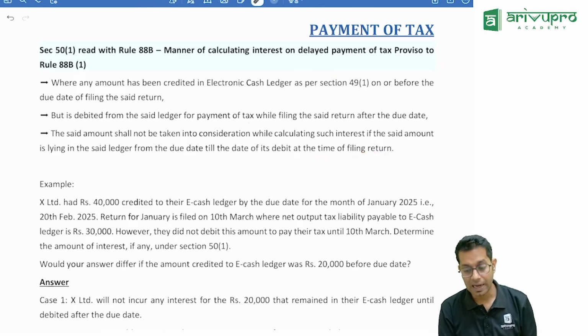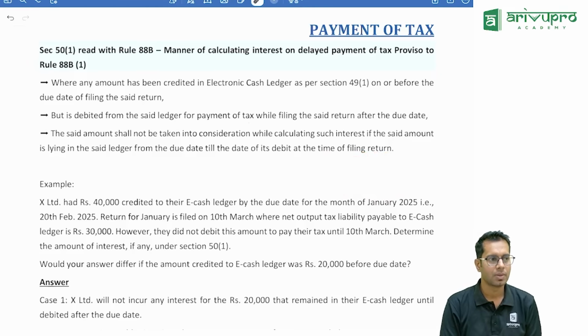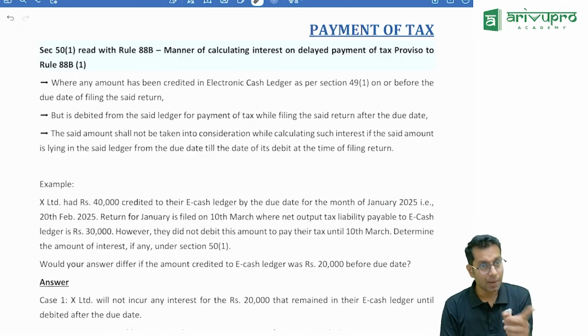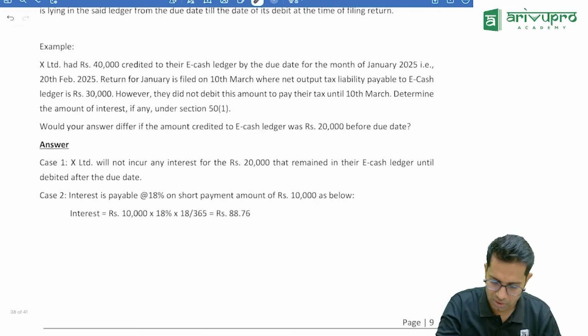Normally, if the return is filed late by you, I'll pay interest only on the net amount. If the amount is not considered by you in the return, interest is on the full amount. In the marathon, we'll see that question.